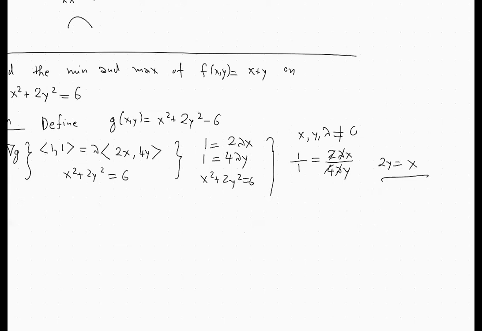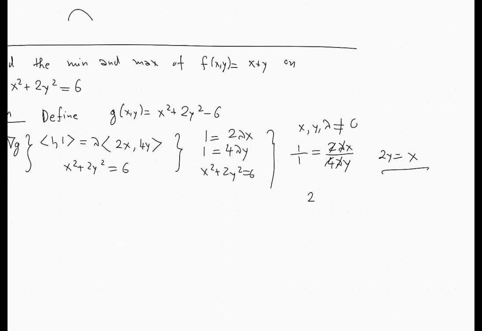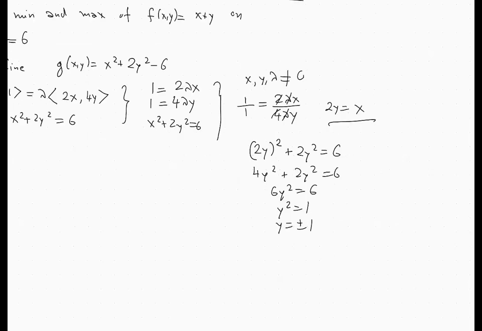So you will get 2y squared plus 2y squared is equal to 6. And that would give you 4y squared plus 2y squared is equal to 6. 6y squared is equal to 6. Y squared is equal to 1. Y is equal to plus or minus 1. And since x is 2y, if y is 1, you will get that x is 2. And if y is equal to negative 1, then x is negative 2. So we got the points 2, 1, and negative 2, negative 1.